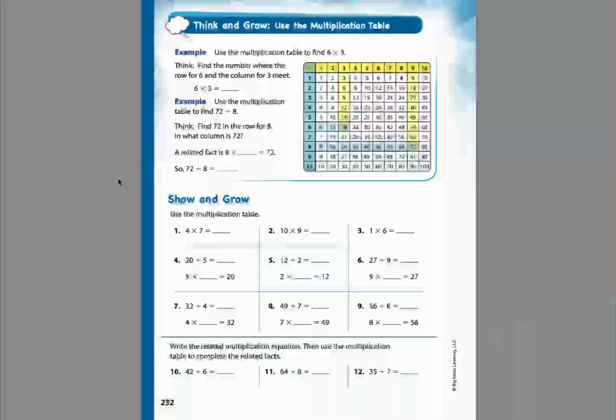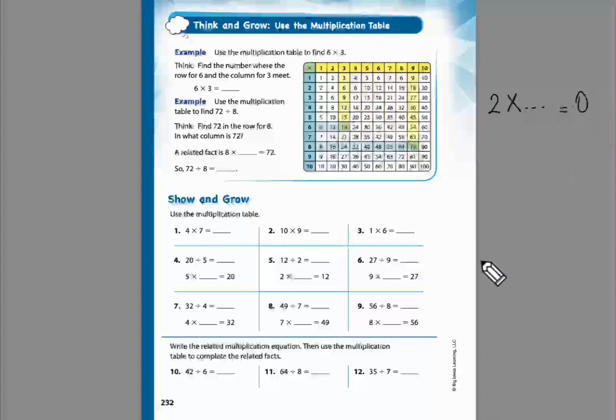And let's start with a question. And the question is: 2 times what number equals 0? If you have the answer, just raise your hand.